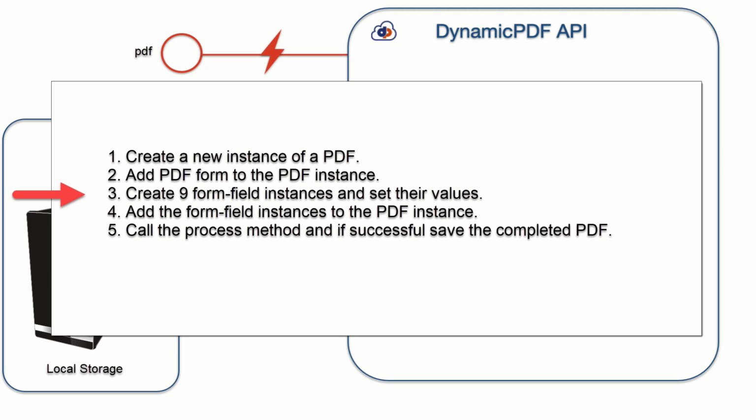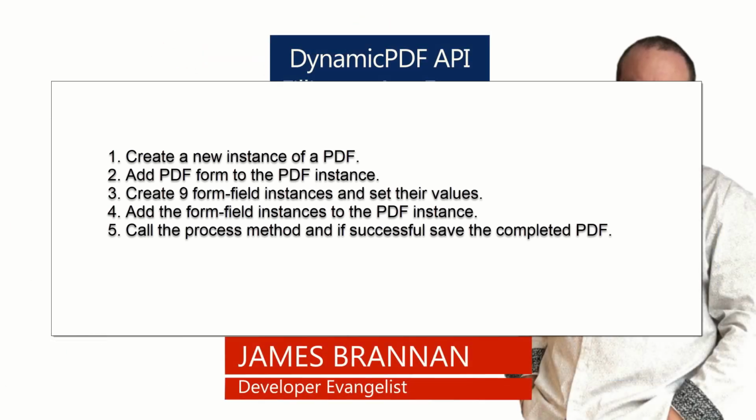Then we created 9 form field instances, and in the constructor, set the field name from the PDF form, and then we set the field's value. Next, we added the form field instances to the PDF instance's form fields collection. And then we called the PDF endpoint and saved the results as a PDF on the local file system. So as you can see, in all 6 languages, the steps were similar.